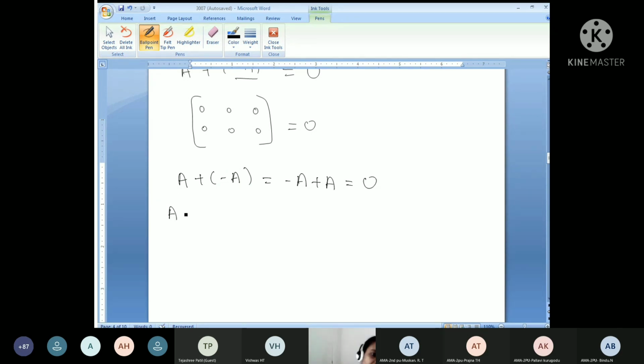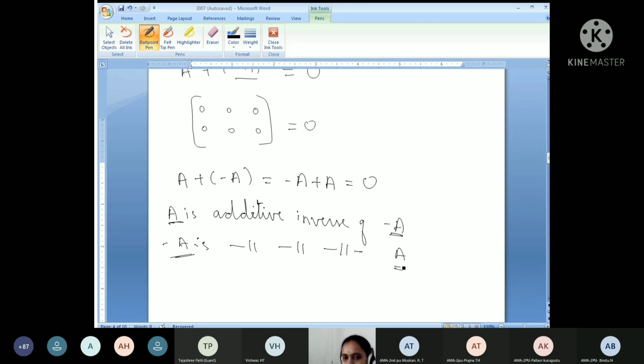Here A is the additive inverse of minus A, and minus A is the additive inverse of A. A is called the additive inverse of minus A, and minus A is called the additive inverse of A. Okay, this is about the properties of matrix addition.